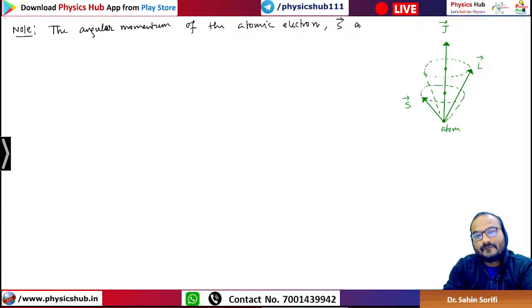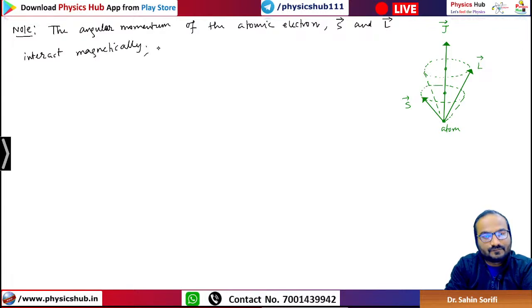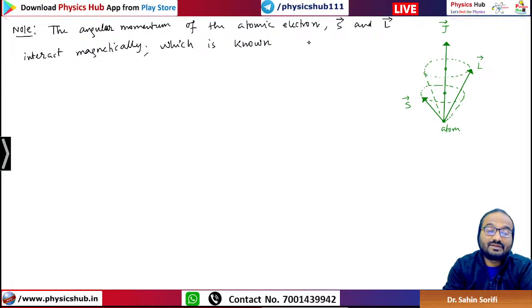S and L, they interact magnetically. The so-called LS coupling. Because of this coupling, we'll see different kinds of effects like the Zeeman effect and all, which is known as spin orbit coupling, LS coupling.